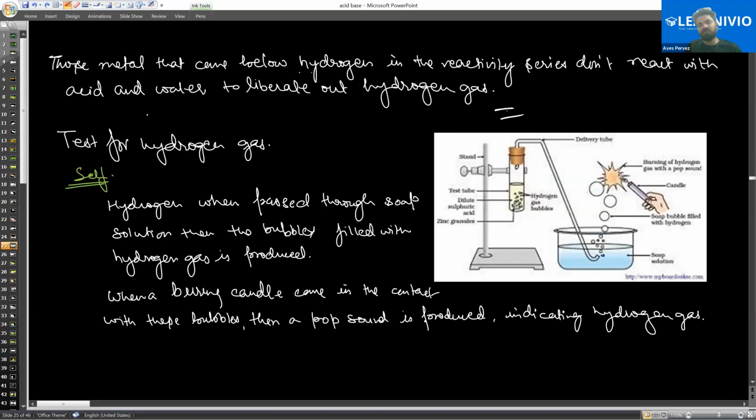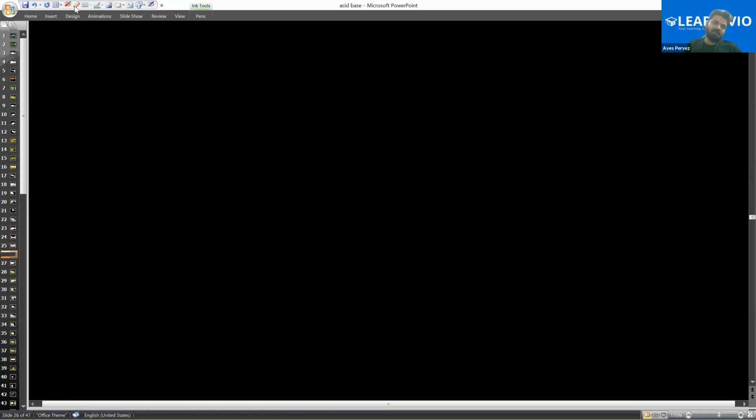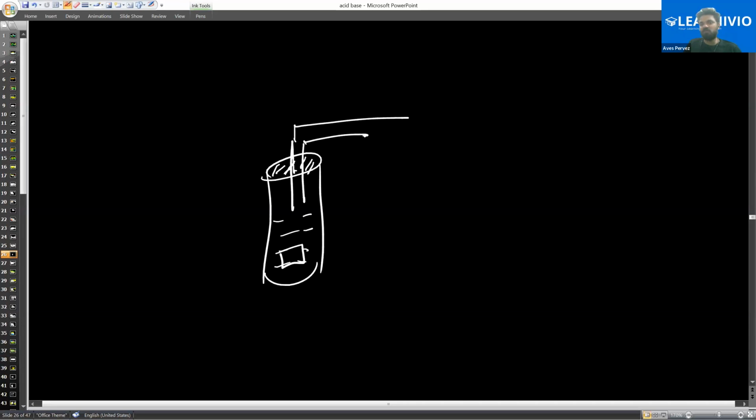Now, sometimes this question is asked: how can you test this hydrogen gas that is going to be produced? So this is the test tube that is carrying the zinc and the hydrochloric acid. The hydrogen gas that is produced here is then passed through a soap solution.